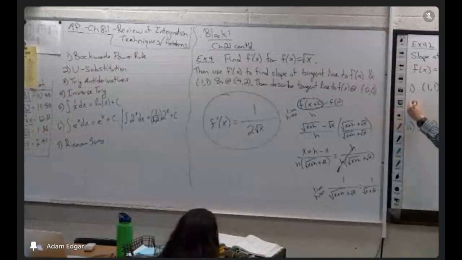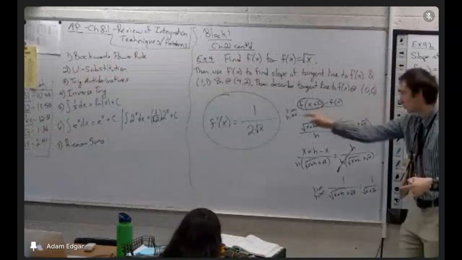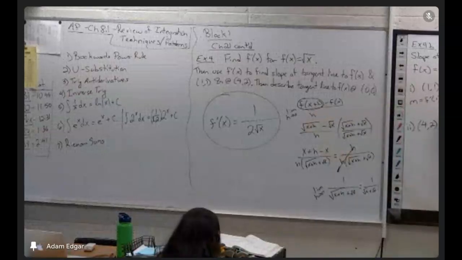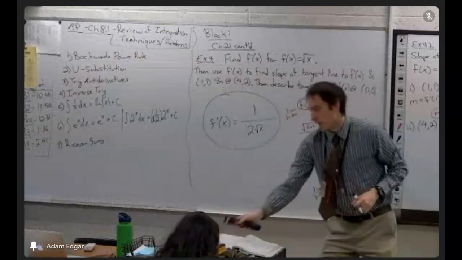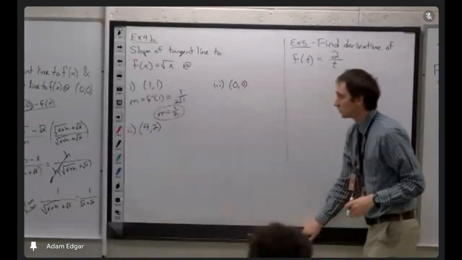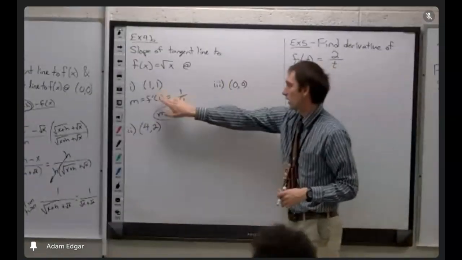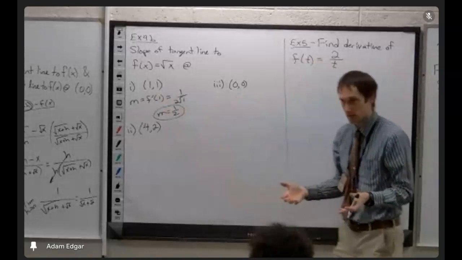So if we want the slope of the tangent line at 1 comma 1, we just say, all right, that slope is going to equal f prime of 1. And then you plug 1 into the derivative, 1 over 2 root 1, and what do we get? 1/2. And that's it. And if you wanted to write the equation of that tangent line, you could do that with your point and your slope and just write the equation in point slope form.